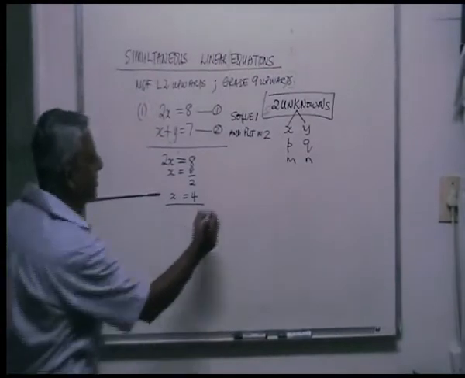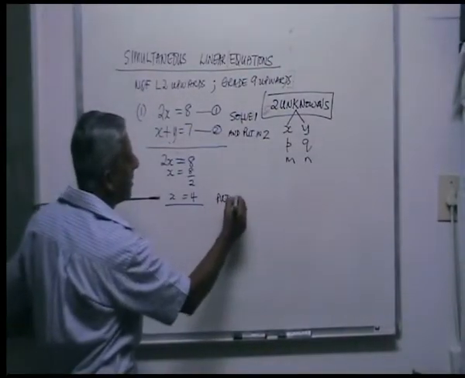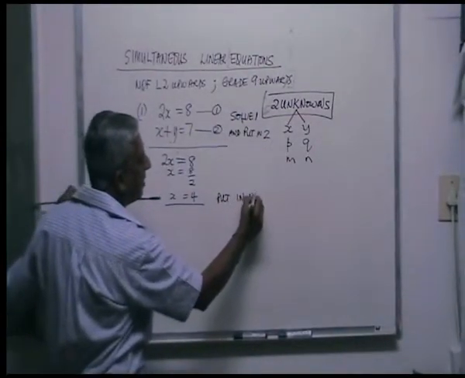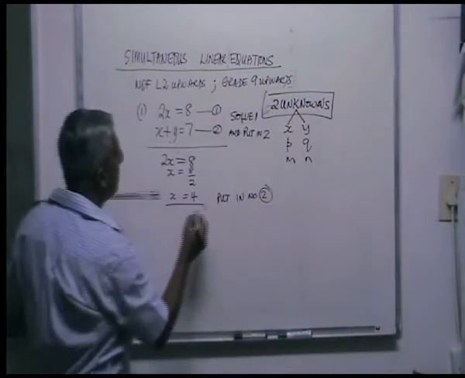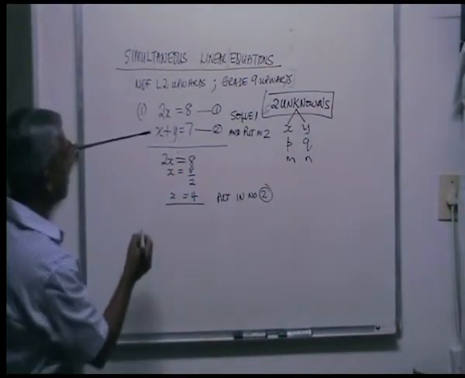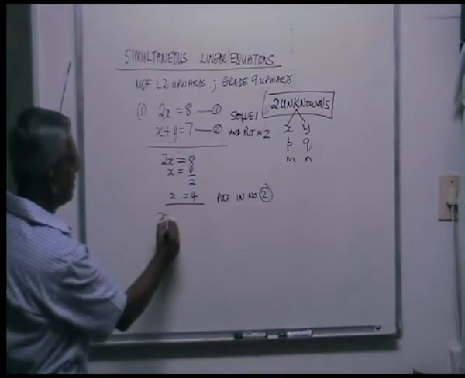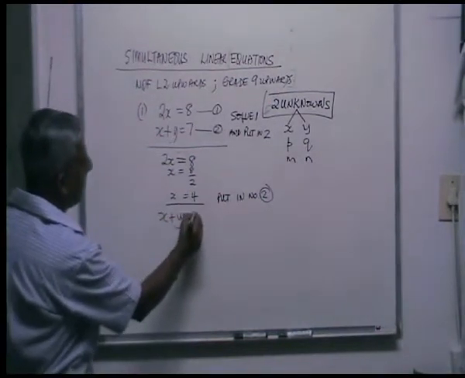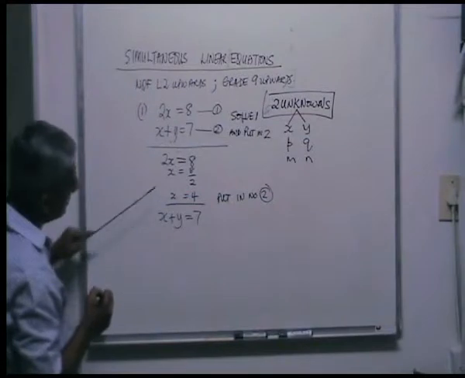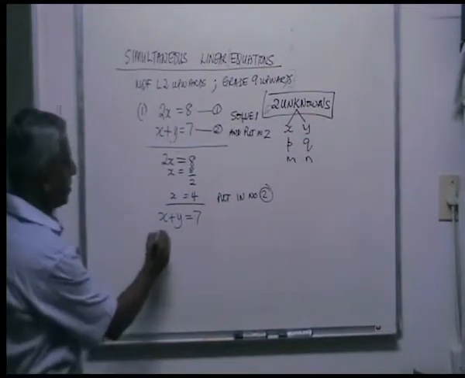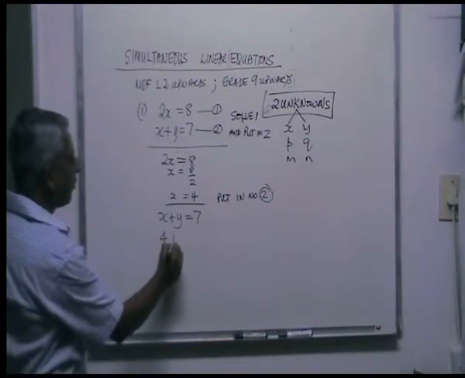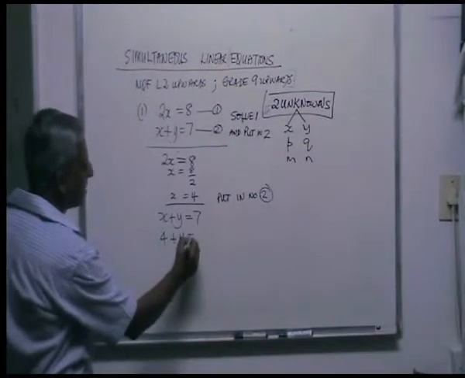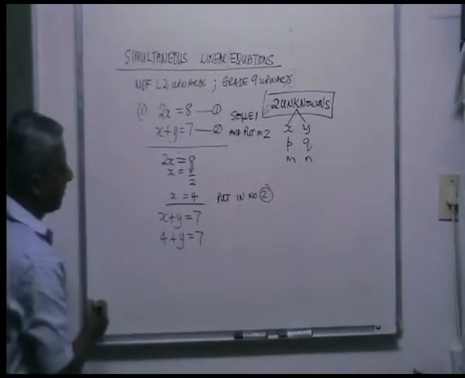Then what we do, we take this and we put it in number 2. So if I want to put it in number 2, I must first write number 2 here. So there's number 2 here. Now what is x? x is 4. So where there was x, I must write 4. 4 plus y is equal to 7.